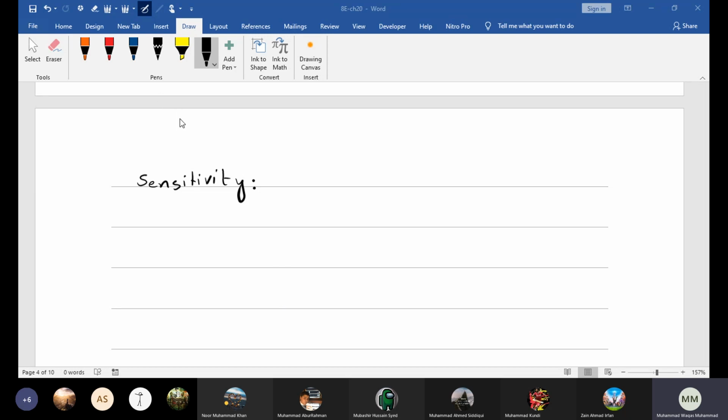Beta, got it or not? Yes, sir. So beta, sensitivity of the thermometer simply means how much the property changes for each unit change in temperature. Okay, so beta, tell me, in a liquid in glass thermometer, what is the property of the liquid that changes with temperature?